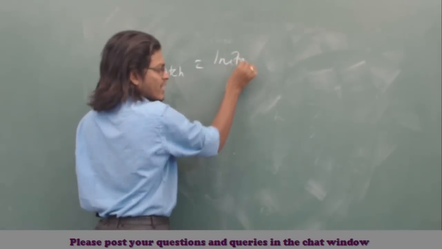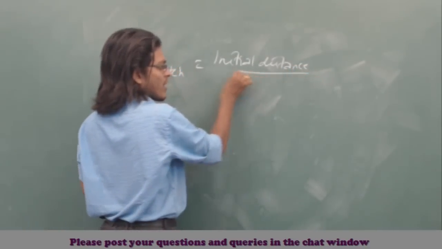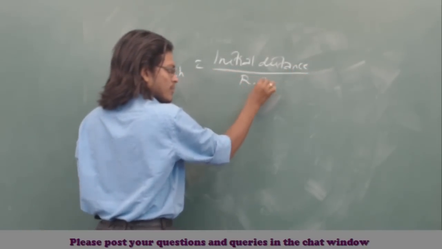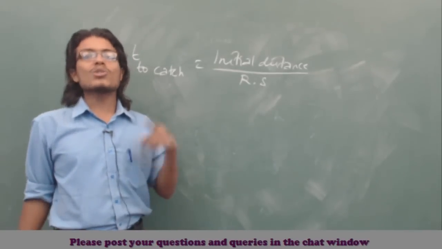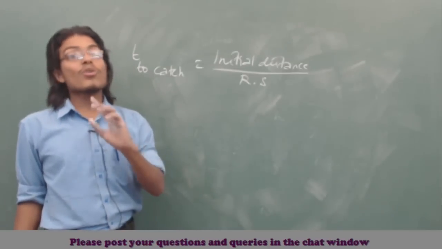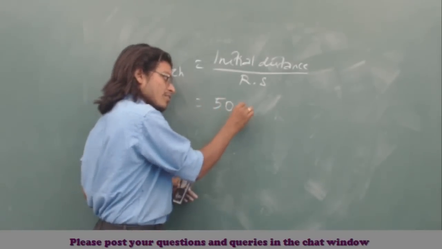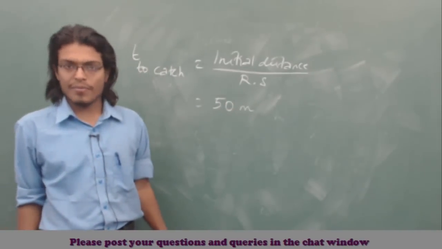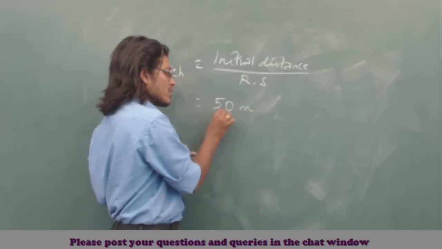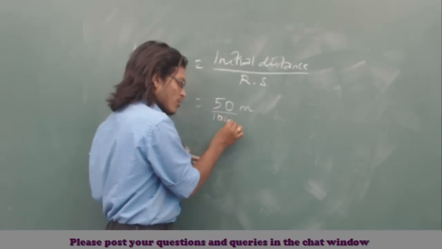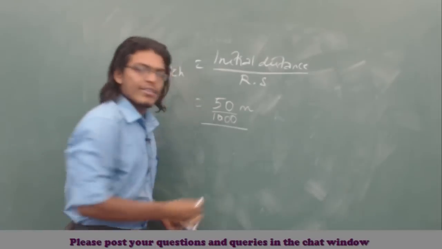So, you have initial distance divided by the relative speed. What is the initial distance? You have two distance data. One is 150 meters, another one is 50 meters. Which one do you have to use as the initial distance? It is 50 meters. So, 50 meters, you convert it into kilometers, you divide it by 1000. What is the relative speed?